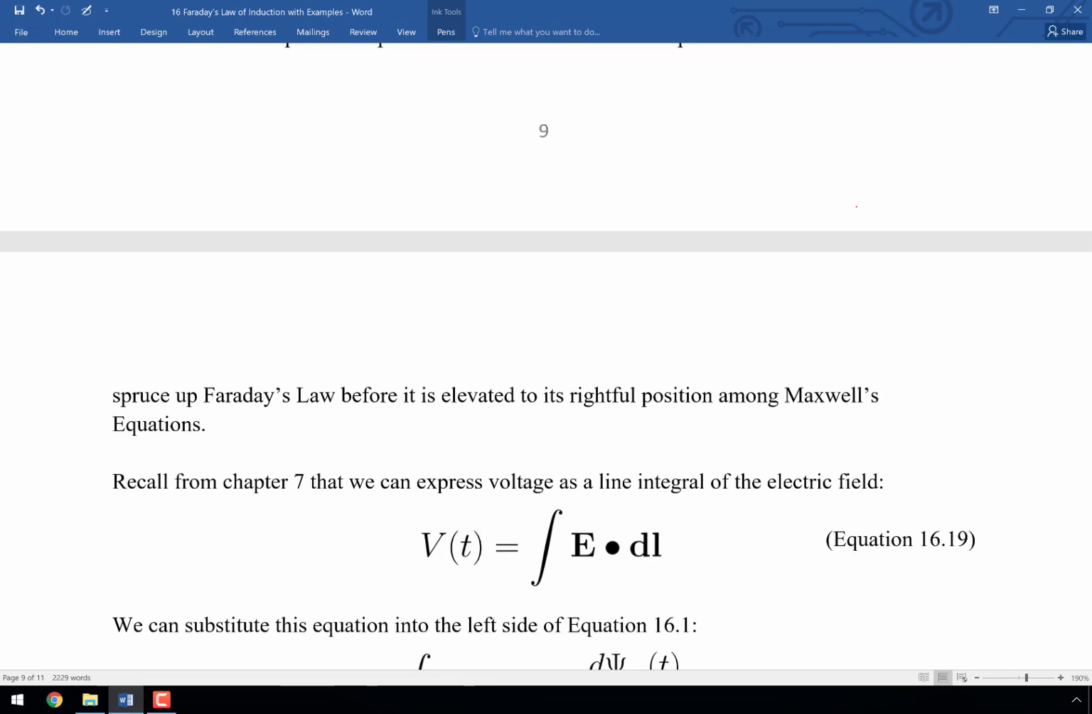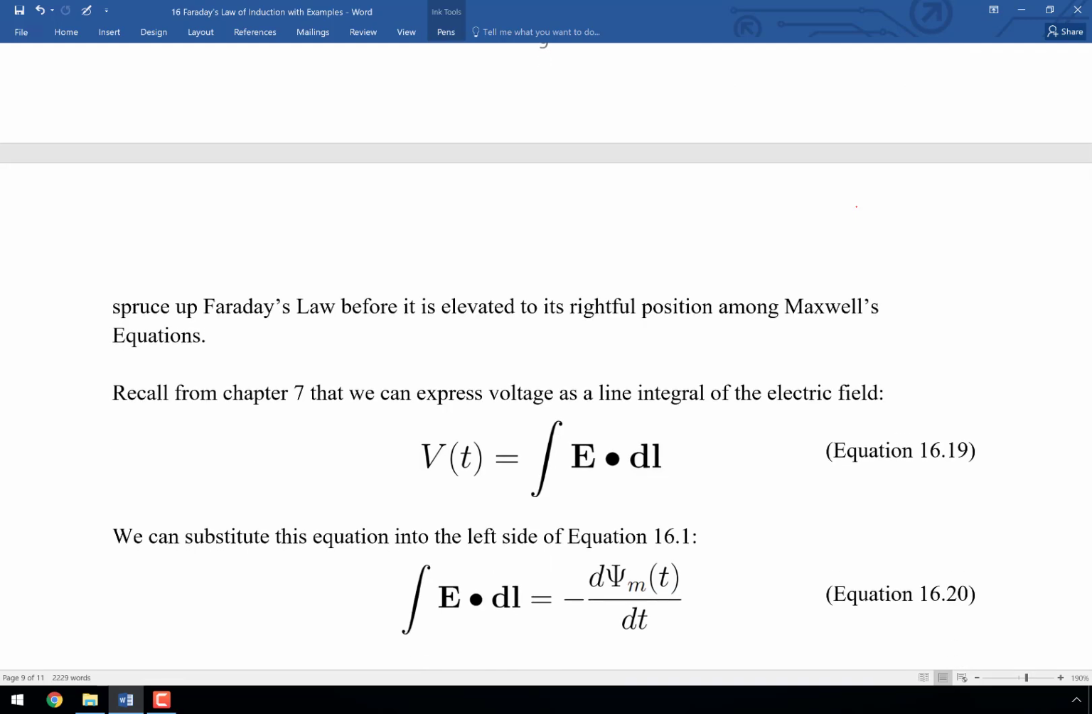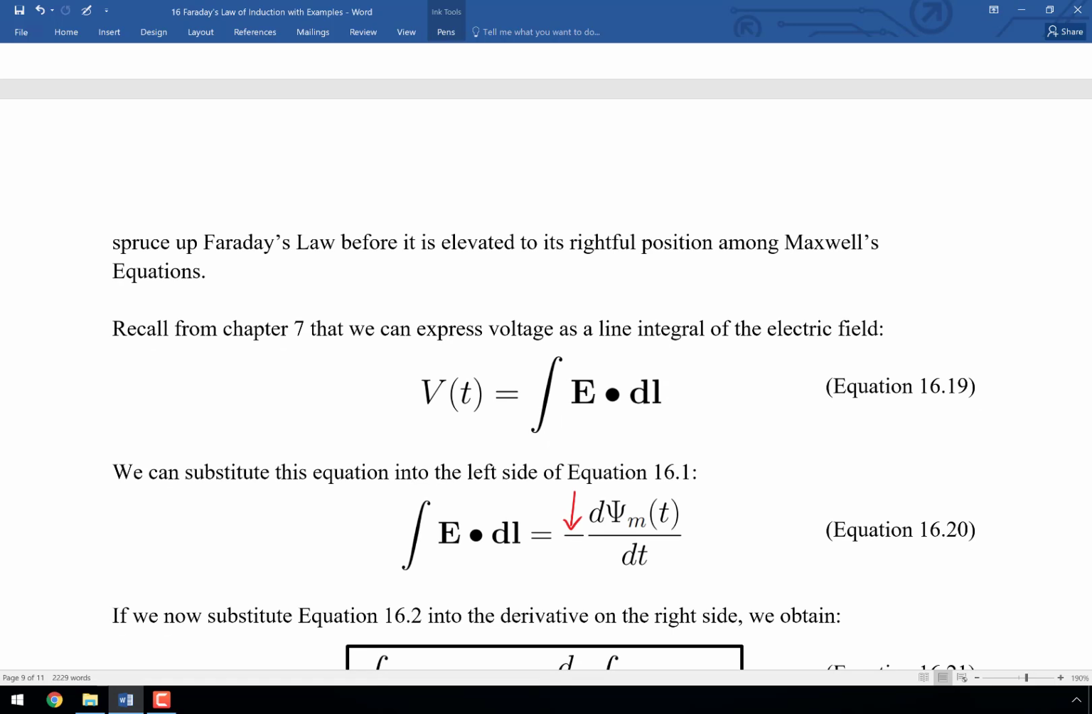Let's just remember that we know that the voltage is equal to the line integral of E dot dl, and we can substitute that into the left-hand side of our first representation of Faraday's law. Notice that the negative sign has come back. I'll leave it in because it's the official version, and the negative sign there does represent Lenz's law. So it used to be V of t equals negative d psi dt, but now it's the line integral of E dot dl equals negative d psi dt.